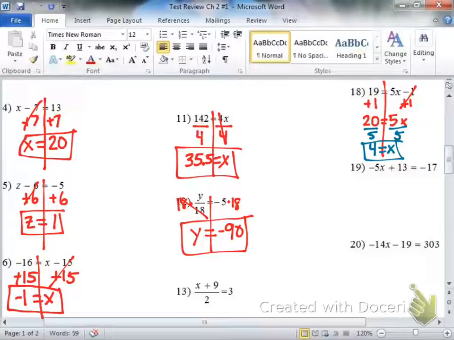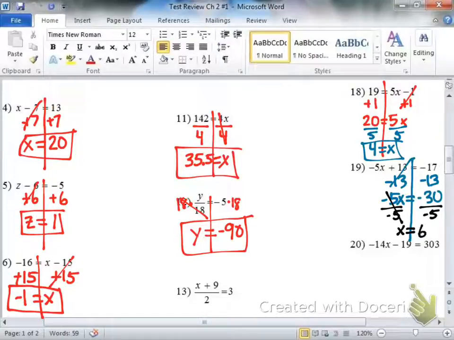All right, what about 19? We're going to subtract 13 from both sides. That gives me negative 5x equals what? Negative 30? Then what? Very good. We want to undo the multiplying by negative 5, so we're going to divide both sides by negative 5. That gives me x equals a negative divided by a negative. Positive 6. Very good.